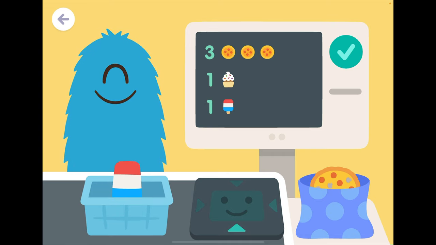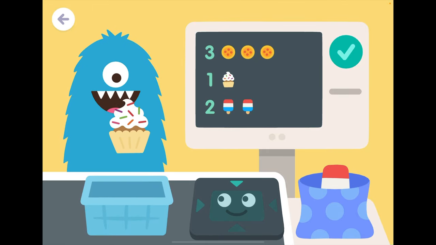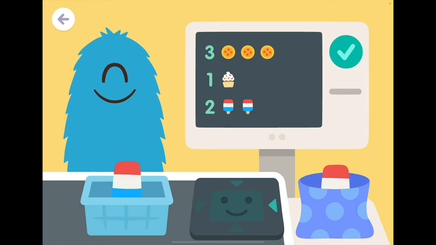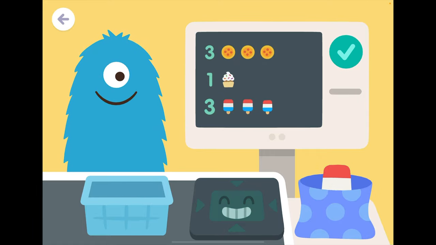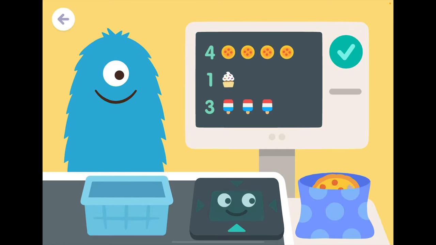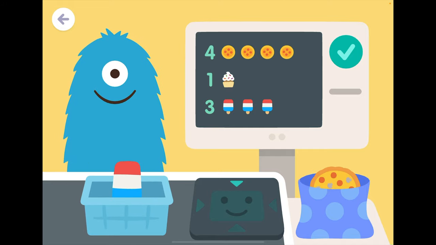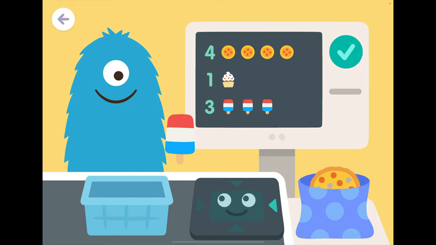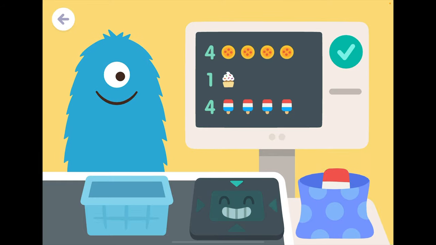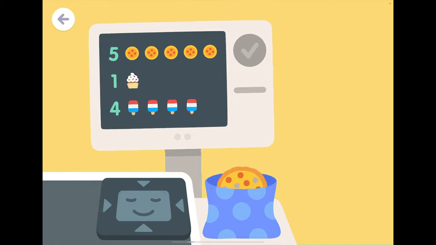2 plus 1 is 3. 1 plus 1 is... Oh, he ate it. That's cheating. 1 plus 1 is 2. 1 plus... Hey, you ate it, you silly monster. 2 plus 1 is 3. 3 plus 1 is 4. What are you doing eating all the cupcakes? 3 plus 1 is 4. 4 plus 1 is 5.